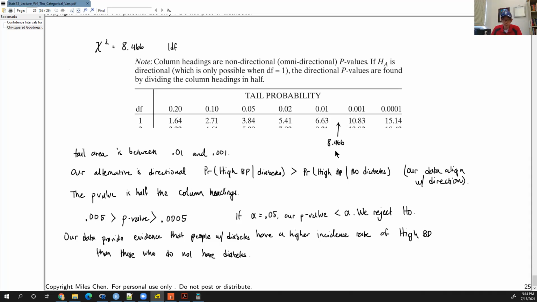And so if we have a significance level of 5%, our p-value is going to be less than alpha, and we reject the null hypothesis. And our conclusion would be that our data provide evidence that people with diabetes have a higher incidence rate of high blood pressure than those who do not have diabetes.